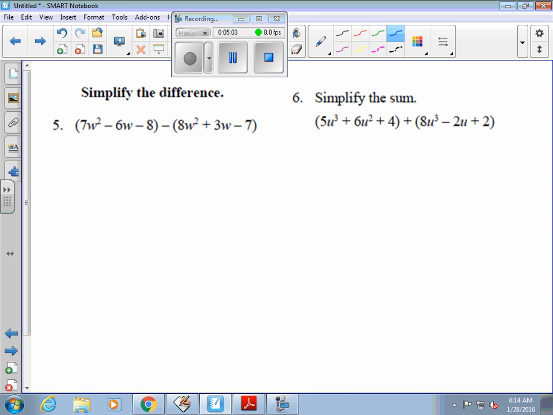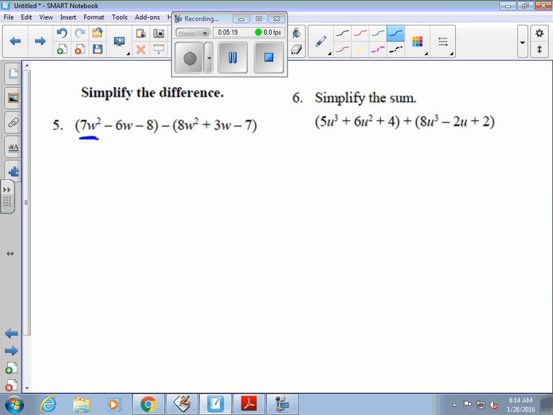Number 4 and 5, just doing polynomials. Make sure you only add and subtract the like polynomials. Number 5 and 6. 5 is easy because they all have like ones right across. 6 has a little hang up because there's one missing. We'll see in a second.